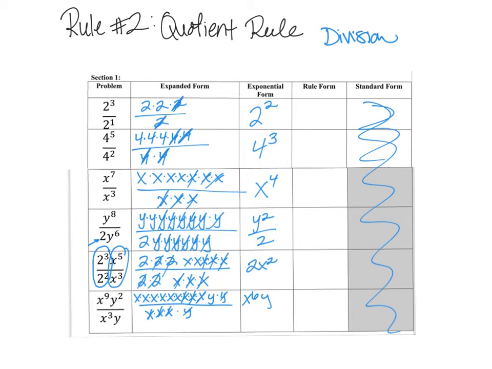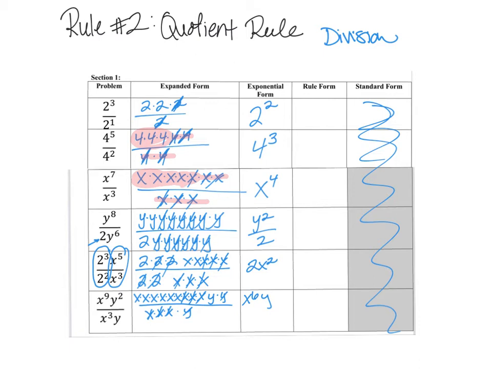And now that you've done that, hopefully we can see what the pattern is. So every time we were dividing the same base, what we ended up doing was just subtracting the exponents. So for example, I had 4 to the 5th over 4 squared. Well, that left me with 4 cubed that didn't cancel out. Or when I had x to the 7, I had 7 factors of x, and I got to cancel 3 factors on the top with 3 factors on the bottom. So I was just left with the 4.